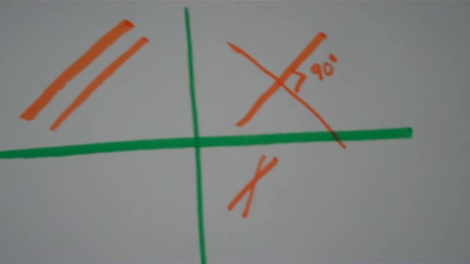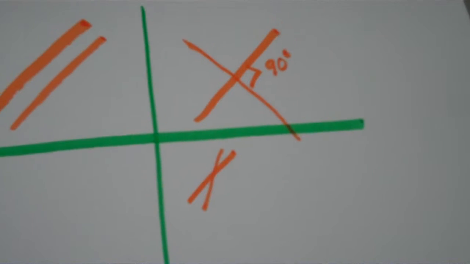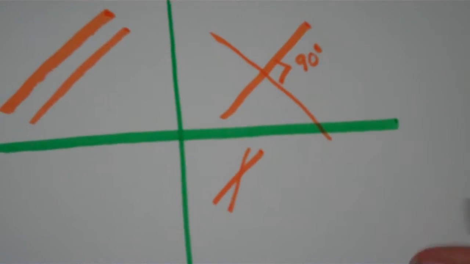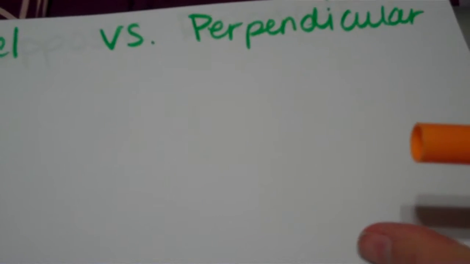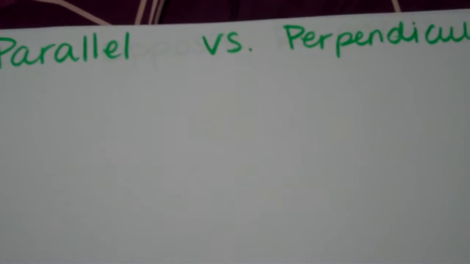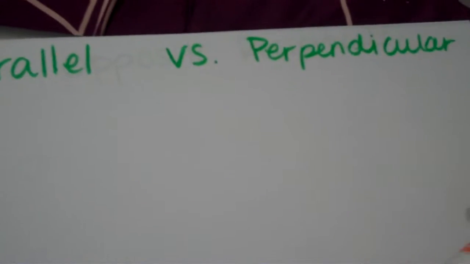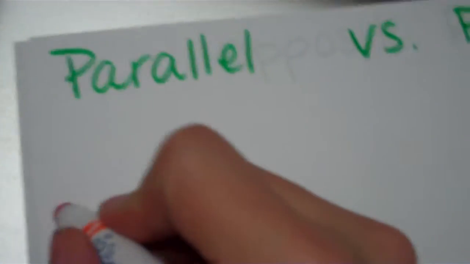Kind of like the wall and the floor. They are perpendicular to each other because it creates a 90-degree angle. Okay? So, parallel versus perpendicular. This is a very, very important slide. You need to write down everything, okay? The most important thing you need to remember about parallel lines.